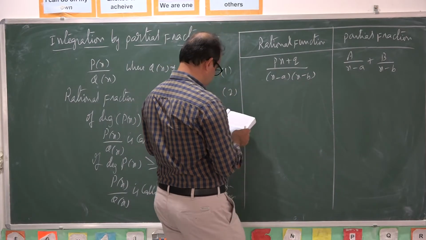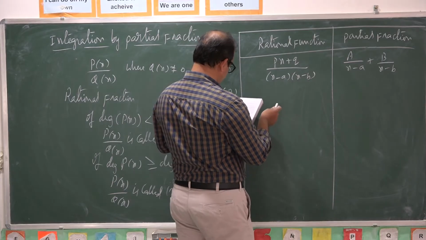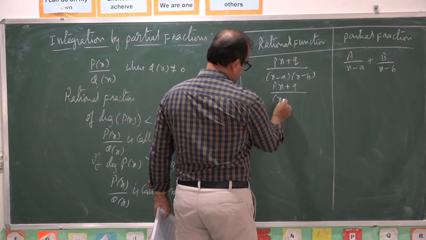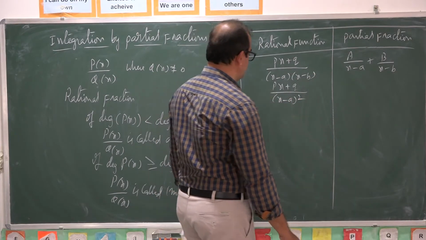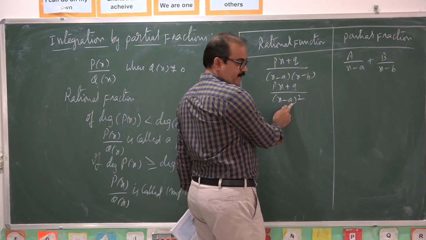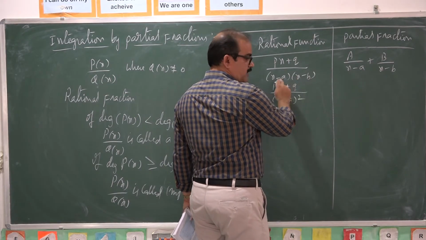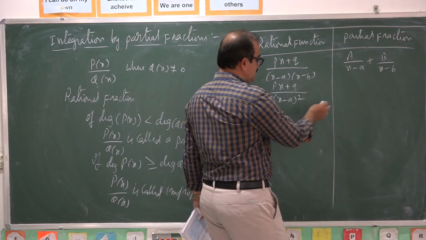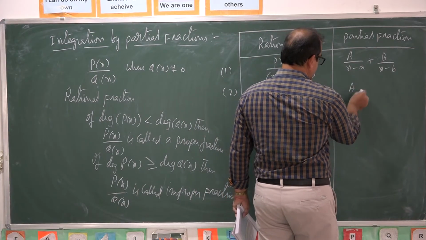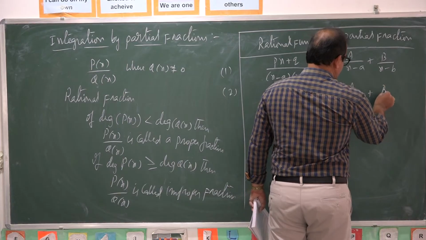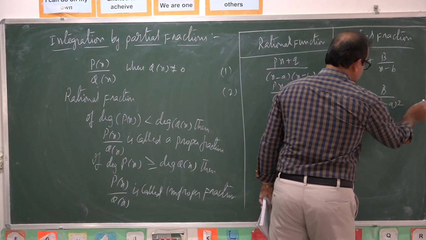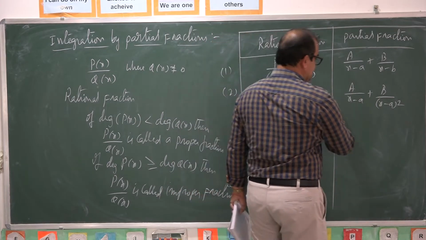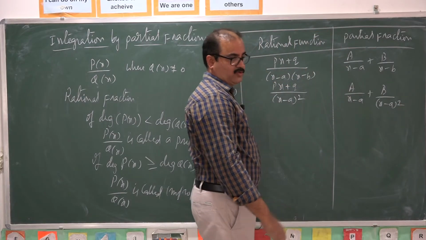Second, if it is in the form of px plus q by x minus a whole square, it is a repeated linear factor. These were non-repeated linear factors. If the linear factor is repeated two times, the partial fractions are a by x minus a plus b by x minus a whole square. For example, if it is repeated 3 times, you write it as plus c by x minus a whole cube.